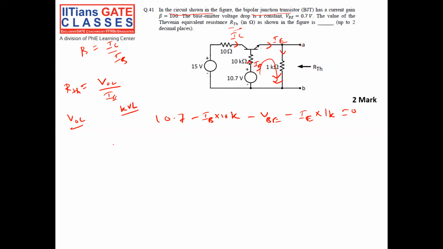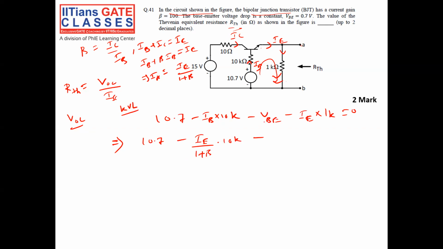That also we know. This implies 10.7 minus IB... we know IB plus IC is equal to IE, right? So IB plus IC, which is beta into IB, is equal to IE. This implies IB is equal to IE by 1 plus beta. Clear? So I put IE by 1 plus beta into 10k, VB is 0.7, minus IE into 1k is equal to 0.